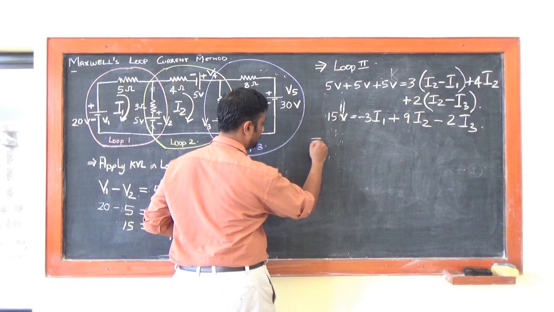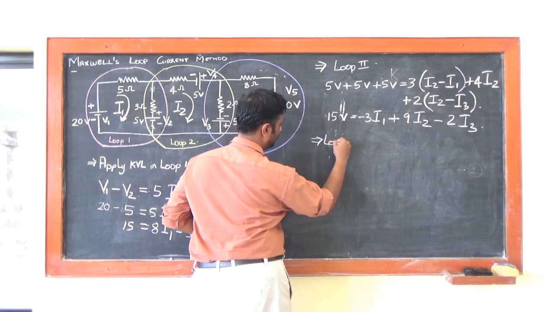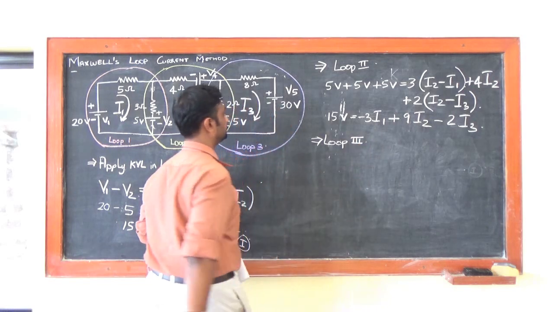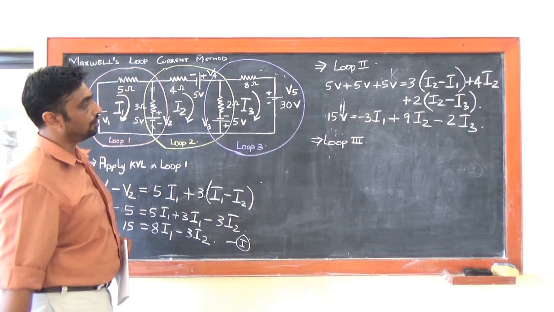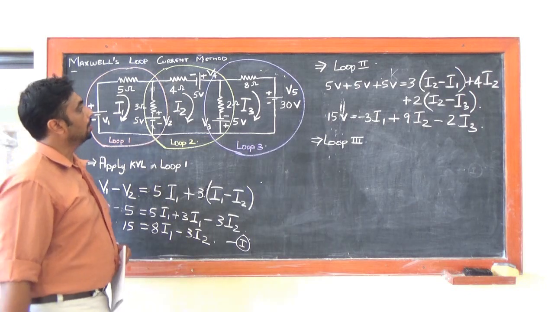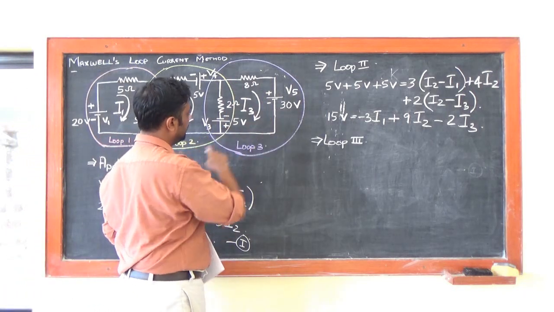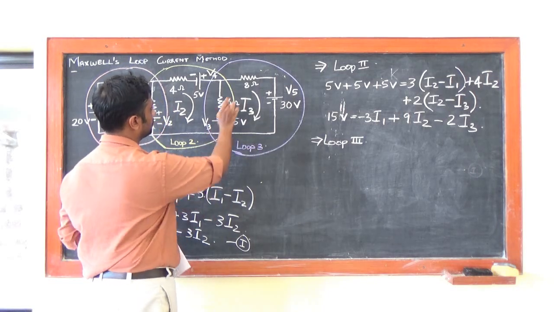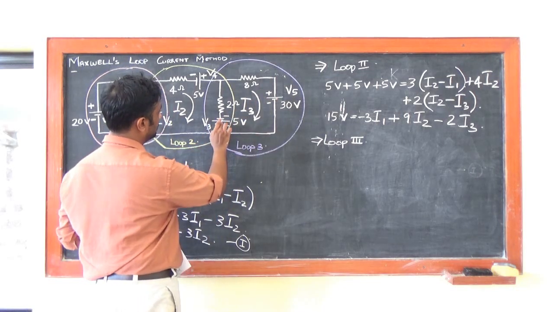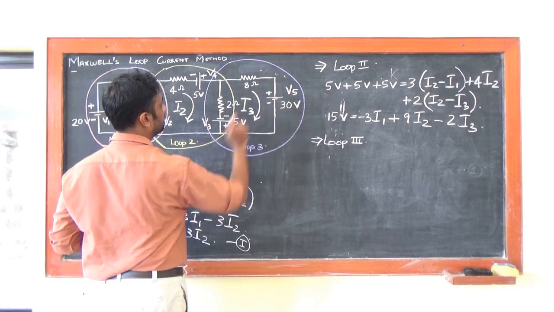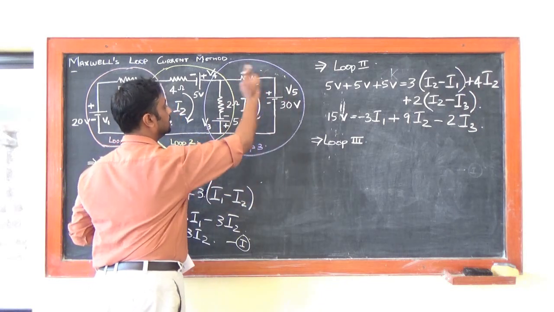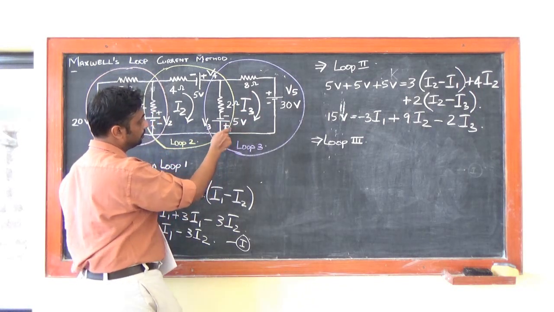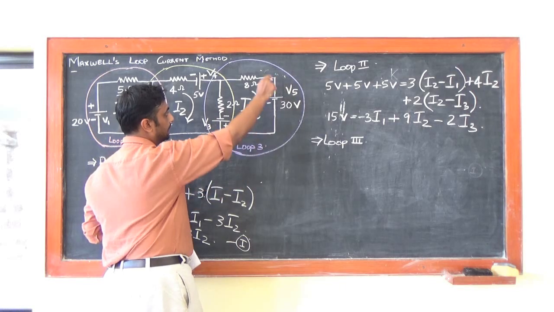In the same way, we will go for loop 3. Now, in loop 3, again, as I told you, the same logic follows. First, I will see the number of voltage sources. So, how many voltage sources? I have V3 and I have V5 inside this particular loop. Now, what is the direction? From positive to negative. So, it is moving in this direction.